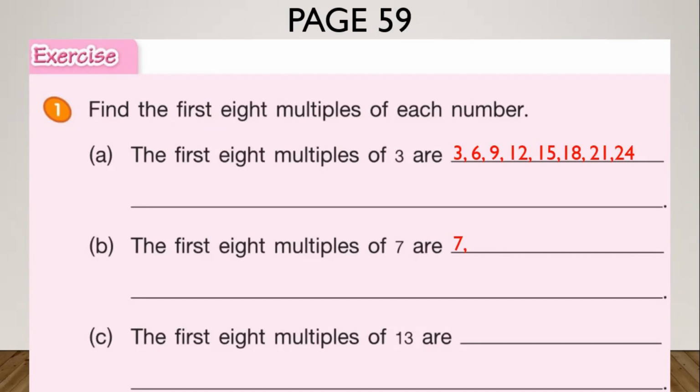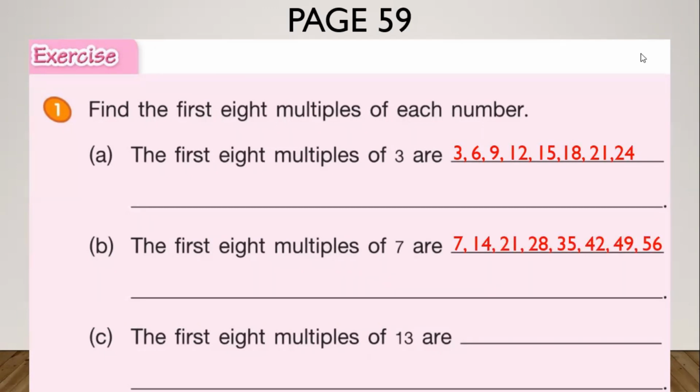Next, letter B, the first 8 multiples of 7 are, we start with 7. What's next? 14, 21, 28, 35, 42, 49. So we have this. 56.